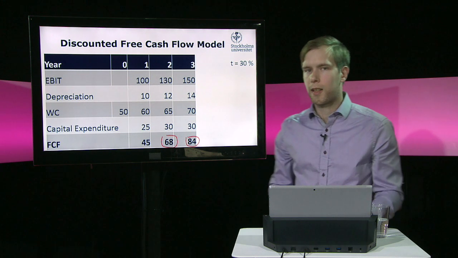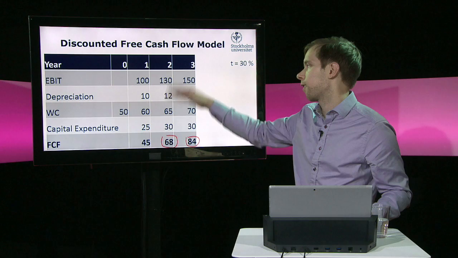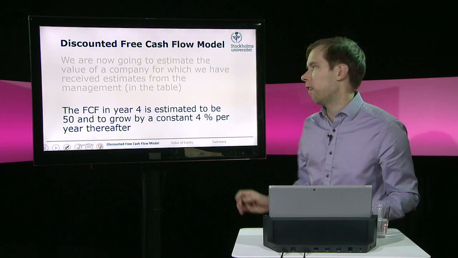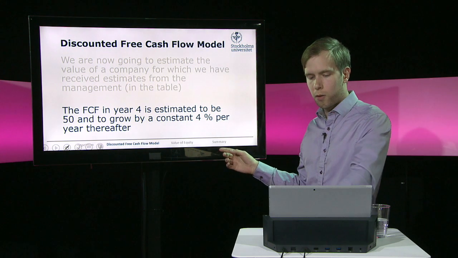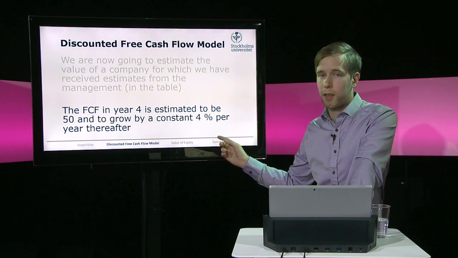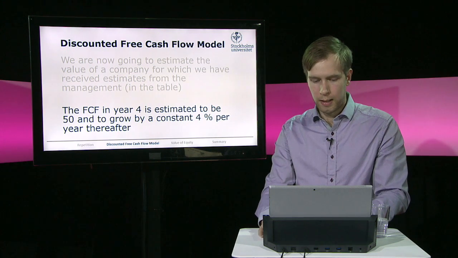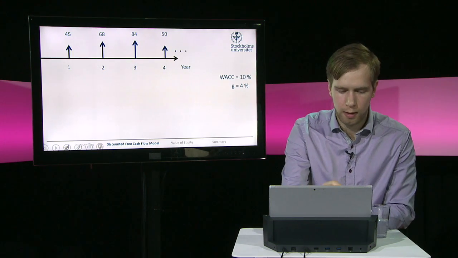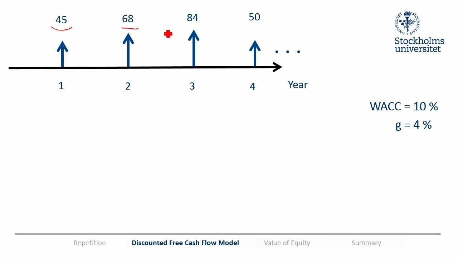Okay, so now we have the free cash flow for the first 3 years based on these assumptions from the management or estimations. And we also knew that the free cash flow in year 4 is estimated to be 50 and to grow by a constant 4% thereafter, okay? So we could make this in a graph, so this would then be the 1st year, the 2nd year, the 3rd year, and the 4th year, and these dots just represent that there's something after here.